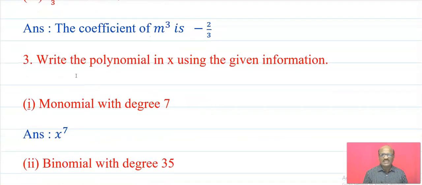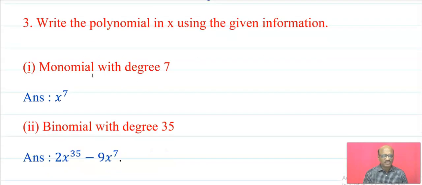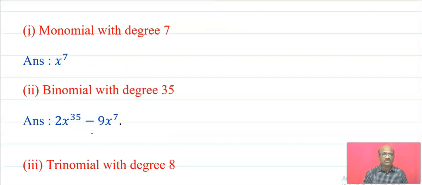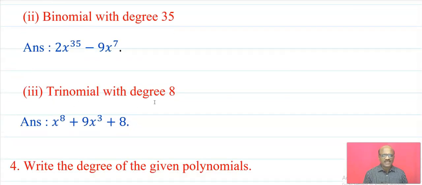Now the next question is, write the polynomial in x using the given information. म्हणजे यामध्ये व्हेरिएबल काय घेणार आहोत आपण तर x घेणार आहोत. Monomial with the degree 7, single term, that is x raised to 7. Binomial with the degree 35, 2 terms, that is 2x raised to 35 minus 9x raised to 7. Trinomial with the degree 8. You can take any numbers, whatever you want, but it must be a trinomial. I have taken here x raised to 8 plus 9x cube plus 8.